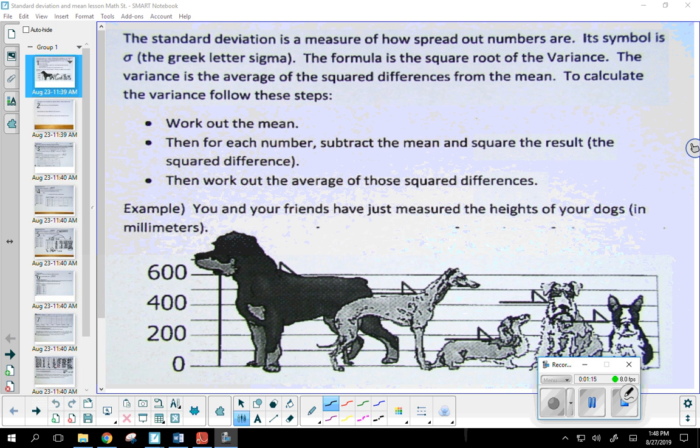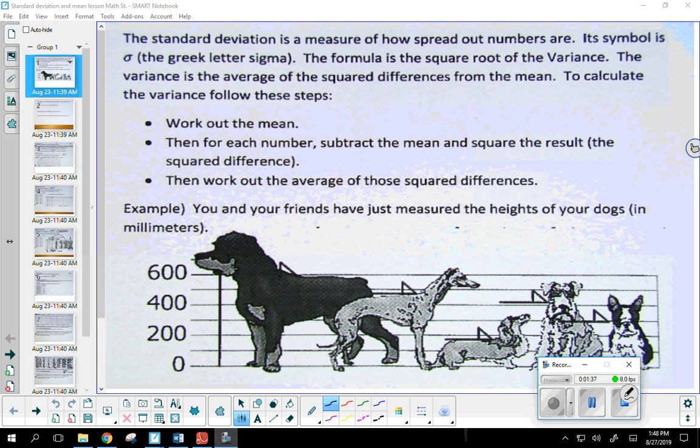Let's talk about standard deviation. The standard deviation is a measure of how spread out numbers are. So a lot of times you're going to see it defined as just a measure of spread. That's really what it is. It's a numerical value that simply describes how far apart or how close the values in your data set are going to be.